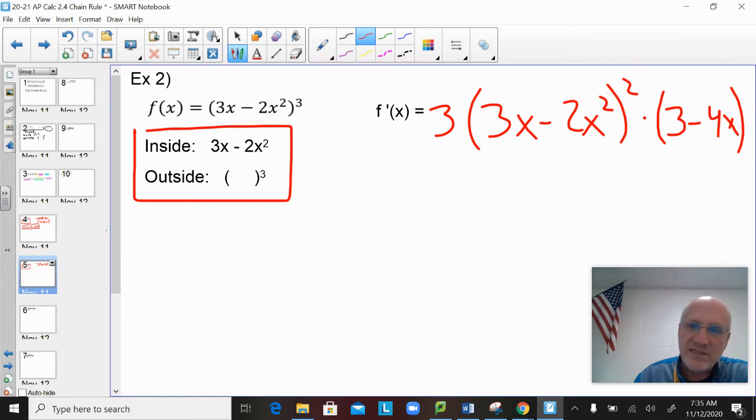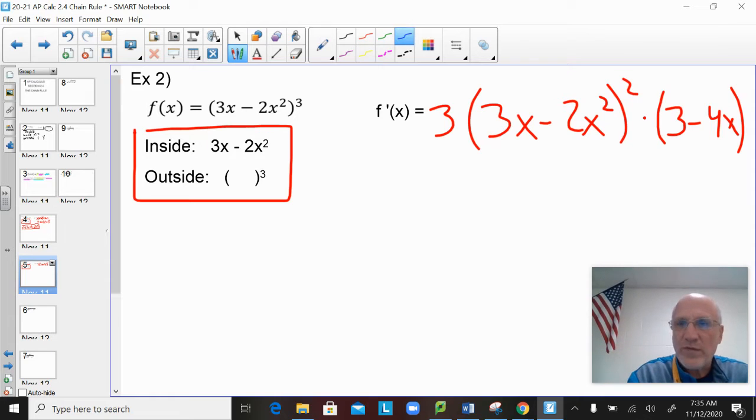If this is part of an extended response question, you'd just be done. But if there were multiple choice answers, you may have to simplify it. You could multiply that 3 into the 3 minus 4x. You would never FOIL the 3x minus 2x squared with itself, so I'm leaving that like that. So chain rule: inside function, outside function is the derivative of a composite function. The outside derivative of the inside unchanged times the derivative of the inside.